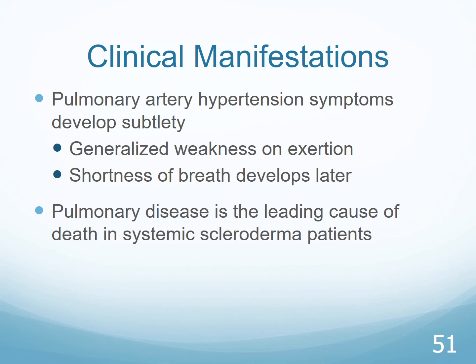Pulmonary artery hypertension. Symptoms will develop subtly over time. There may be generalized weakness on exertion, and then shortness of breath will develop later. Pulmonary disease is the leading cause of death in patients with systemic scleroderma.